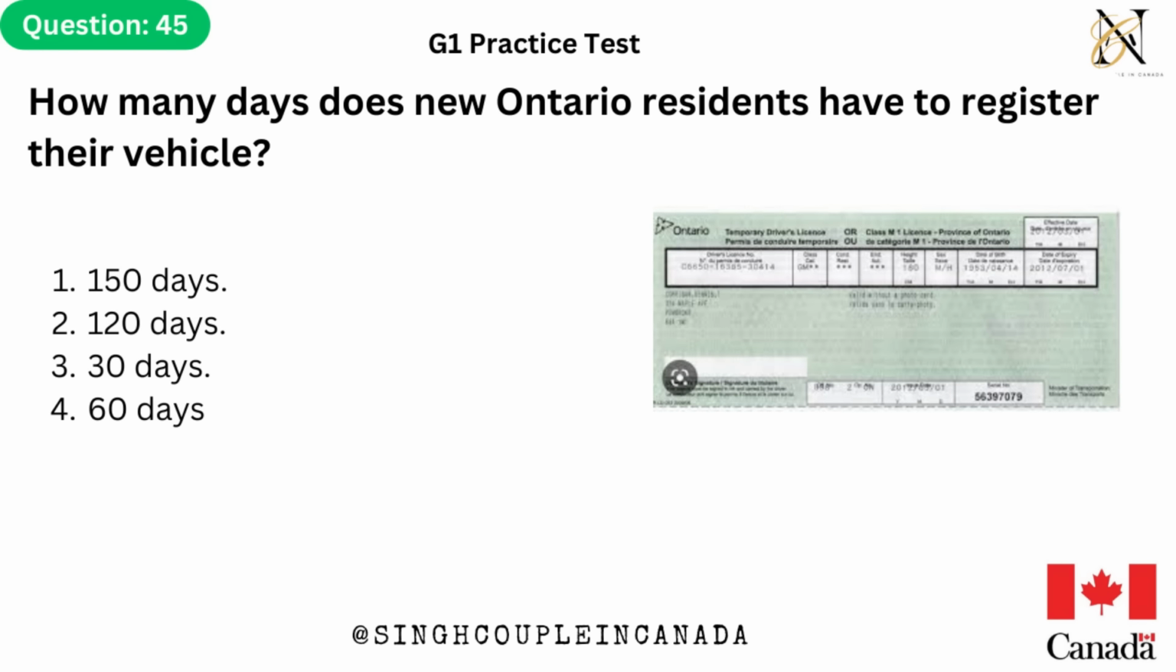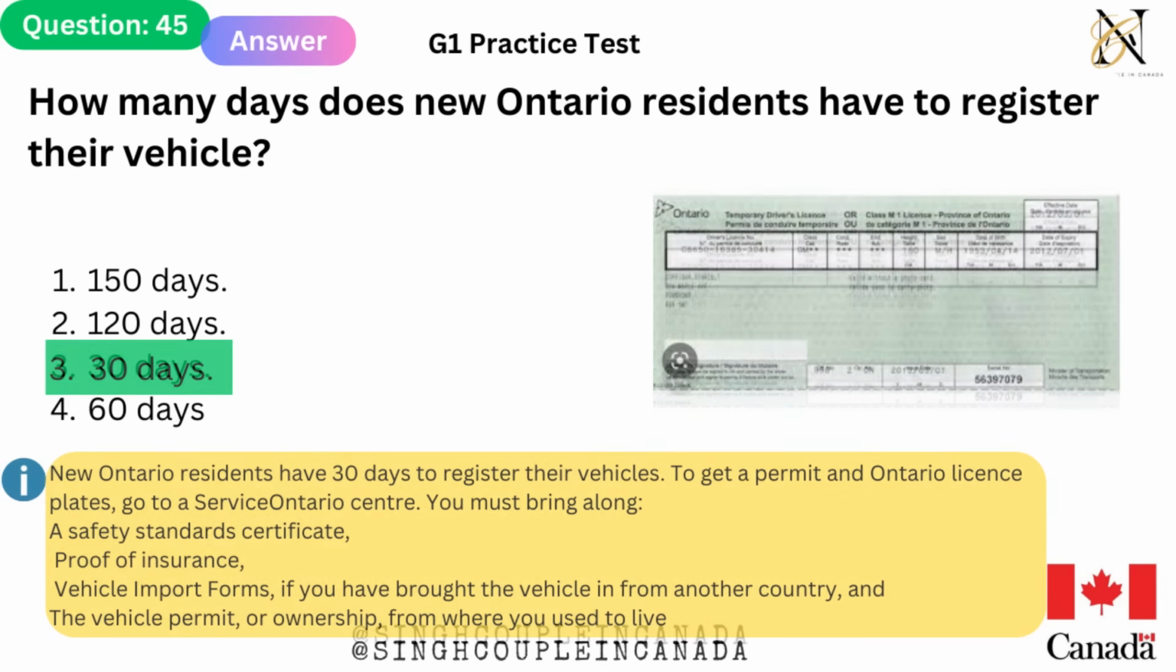How many days do new Ontario residents have to register their vehicle? 1. 150 days. 2. 120 days. 3. 30 days. 4. 60 days. The answer is 3. 30 days.